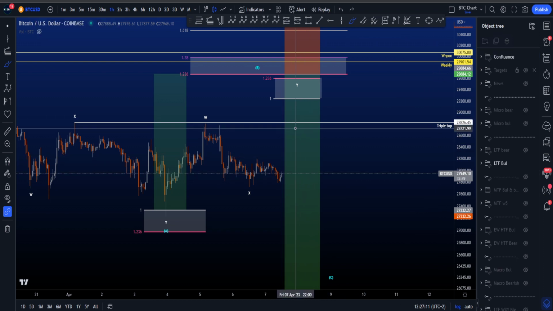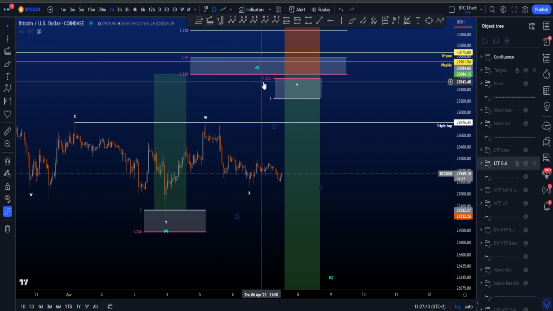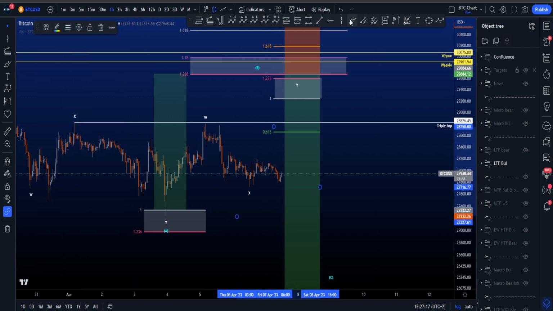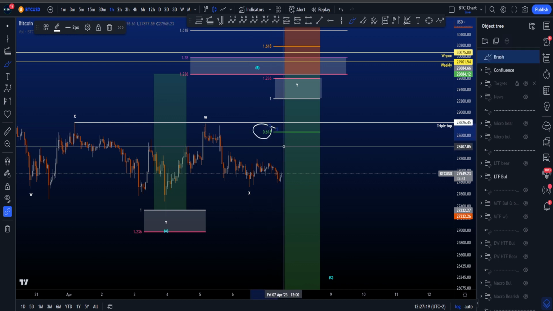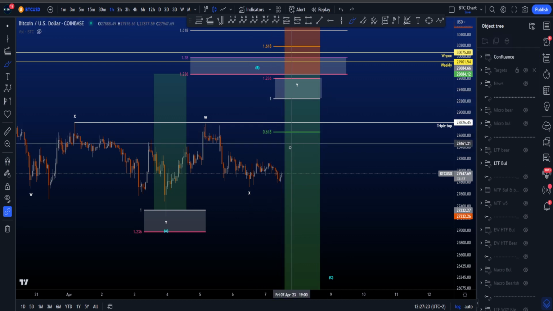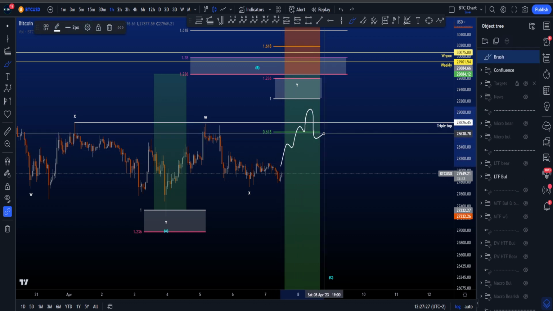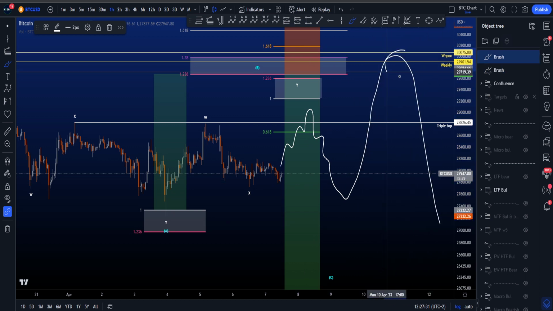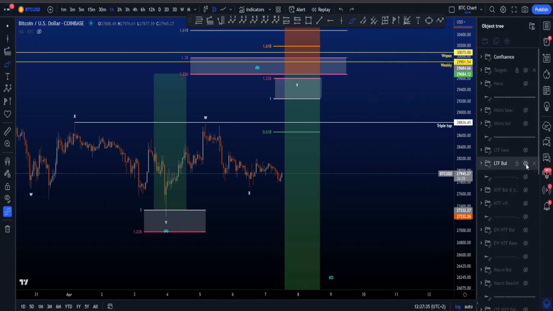If we take this triple top and we actually put on all the targets for a wave Y over here in a WXY, you can see that actually the minimum target for wave Y is the 0.618, and everything between here is also still a target area for a wave Y. So it is also possible we move to the upside, take the triple top, move to the downside, and then later go up and go down once again to hit the target area of 30k for the wave B, and then move down for this wave C.